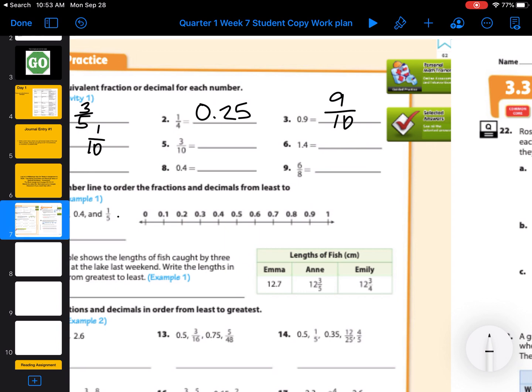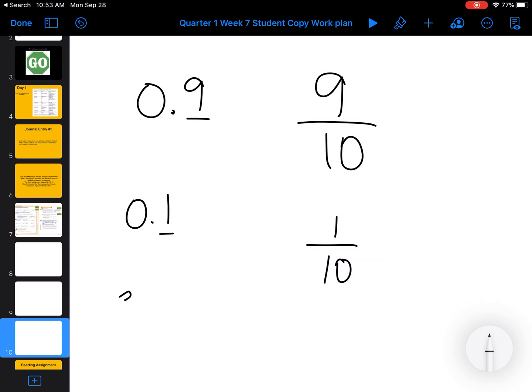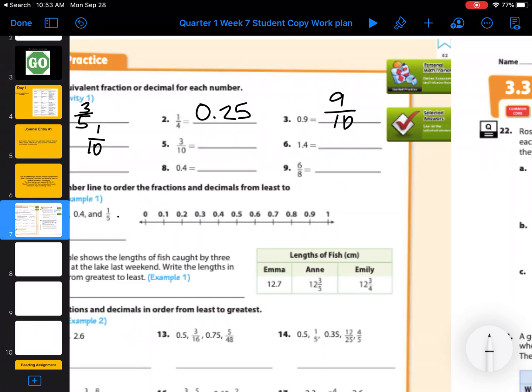Then I have 3/10, and I need to change it to a decimal. That's easy. If the denominator is 10, you put 0 point, and the numerator goes in that first spot. So your answer is 0.3.